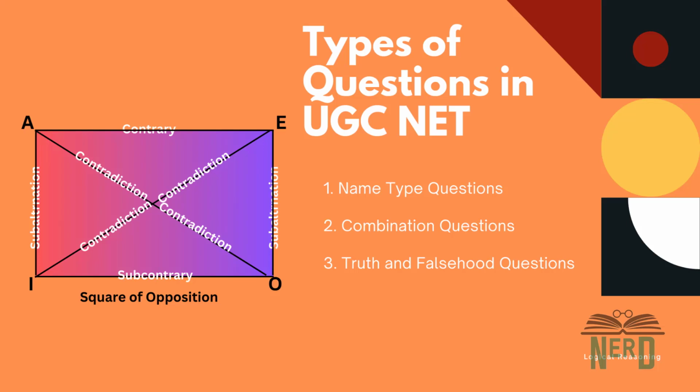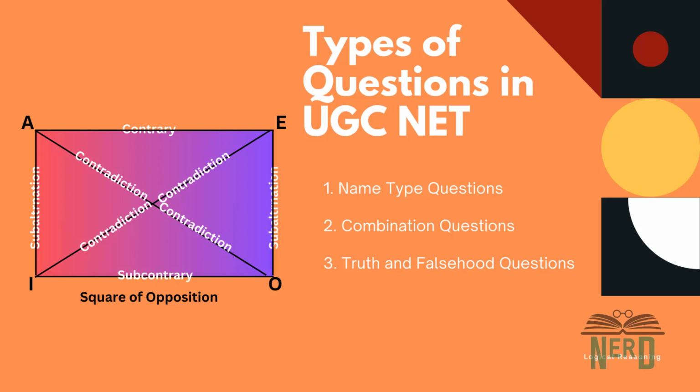Contrary, AE. A, all swans are white, and E, no swans are white. Subcontrary, IO. I, some swans are white, and O, some swans are not white. Subaltern. A, all swans are white, and I, some swans are white. E, no swans are white, and O, some swans are not white.